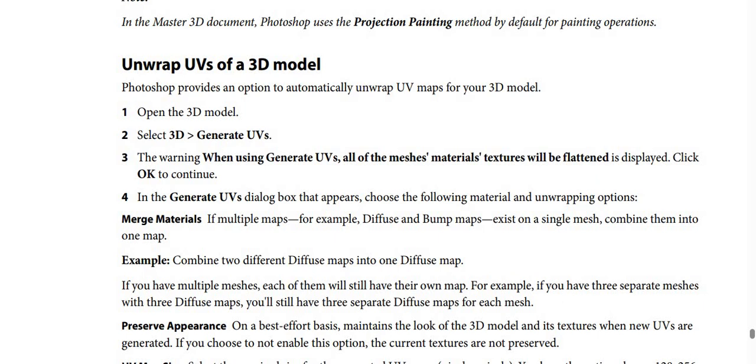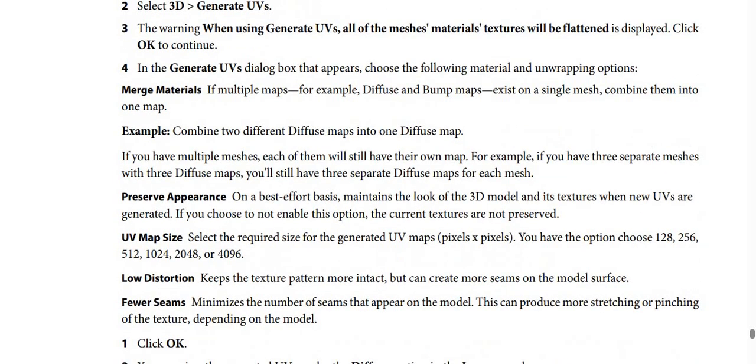Step number 4, in the generate UVs dialog box that appears, you have to choose the following material and unwrapping options. We have many options here. The first option, merge materials. Merge materials means that if multiple maps, for example diffuse and bump maps, exist on a single mesh, they are combined into one map.